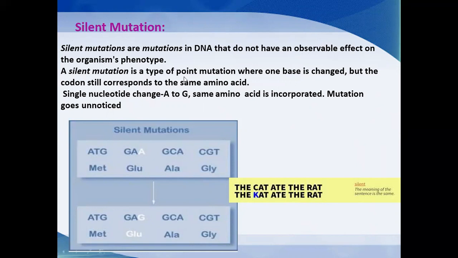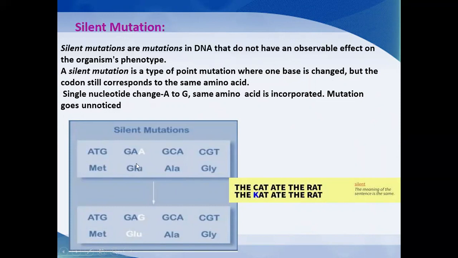A silent mutation is a type of point mutation where one base is changed, but the codon still corresponds to the same amino acid. In a codon, one of the nitrogen bases is replaced with another, but in the translation process the same amino acid is incorporated into the protein molecule. For example, a single nucleotide change from A to G. So the same amino acid is incorporated, and the mutation goes unnoticed. We are unable to identify the mutation.